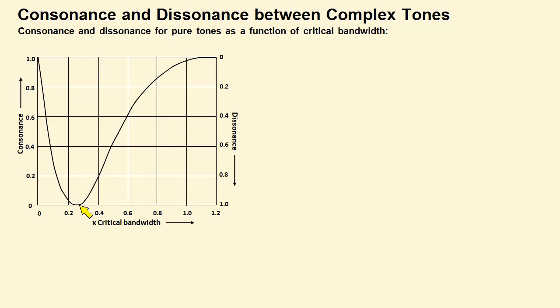Starting from the unison, for which there is maximum consonance, a rapid decrease in consonance is observed until maximum dissonance is reached for a frequency difference of about 1/4 of the critical bandwidth. Maximum consonance is again obtained for frequency differences exceeding the critical bandwidth.